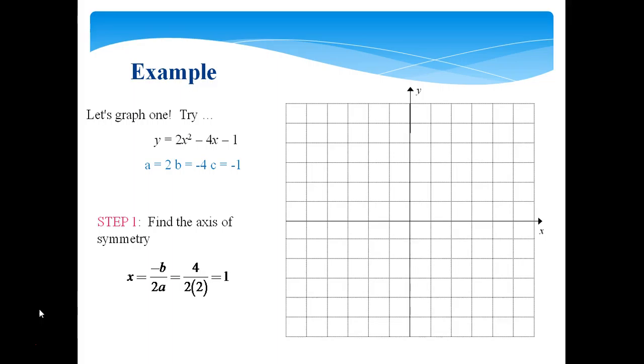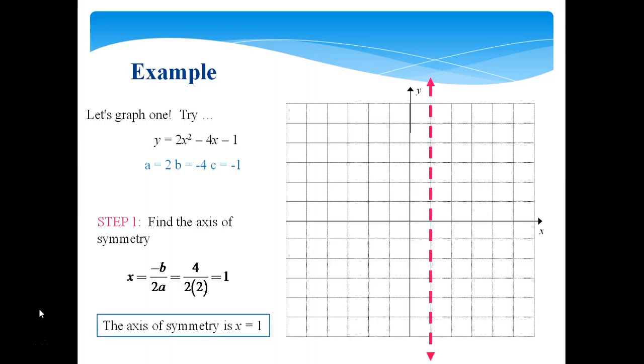The formula is negative b over 2a. So negative 4 is a positive 4. You just flip that sign. And then 2 times 2 from the a is also a 4. My axis of symmetry is at 1. I know that axis of symmetry has the turning point on it. That is the x-coordinate for the vertex.